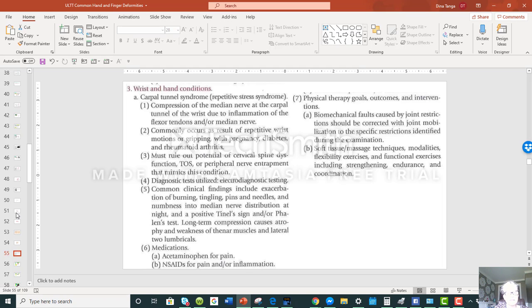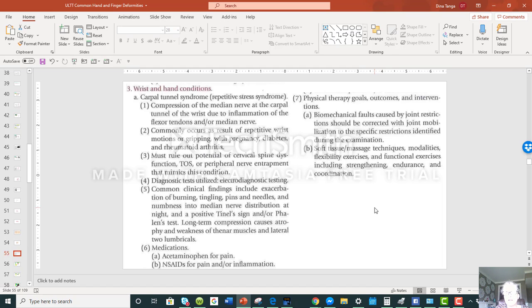Diagnostic test utilized is electrodiagnostic testing. Common clinical findings include exacerbation of burning, tingling, pins and needles, and numbness into the median nerve distribution at night, and a positive Tinel sign or Phalen's test. Long-term compression causes atrophy and weakness of the thenar muscles and lateral two lumbricals. Medications taken for this condition are acetaminophen for pain and NSAIDs for pain and/or inflammation.